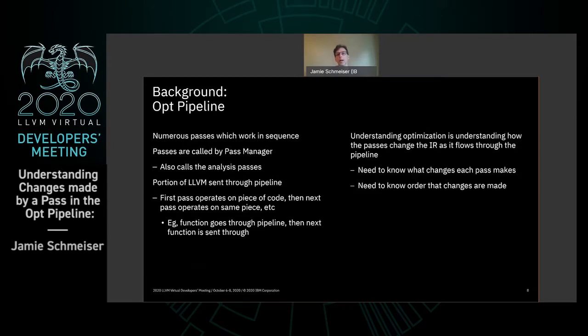An opt pipeline is a series of passes strung together. A section of IR is possibly transformed by a pass, with the output being the input to the next pass, continuing down the chain of passes. The flow of control is handled by a pass manager. Understanding optimization is understanding how the IR changes as it flows through the pipeline. This means one needs to know what changes a pass makes and what order the passes are called.